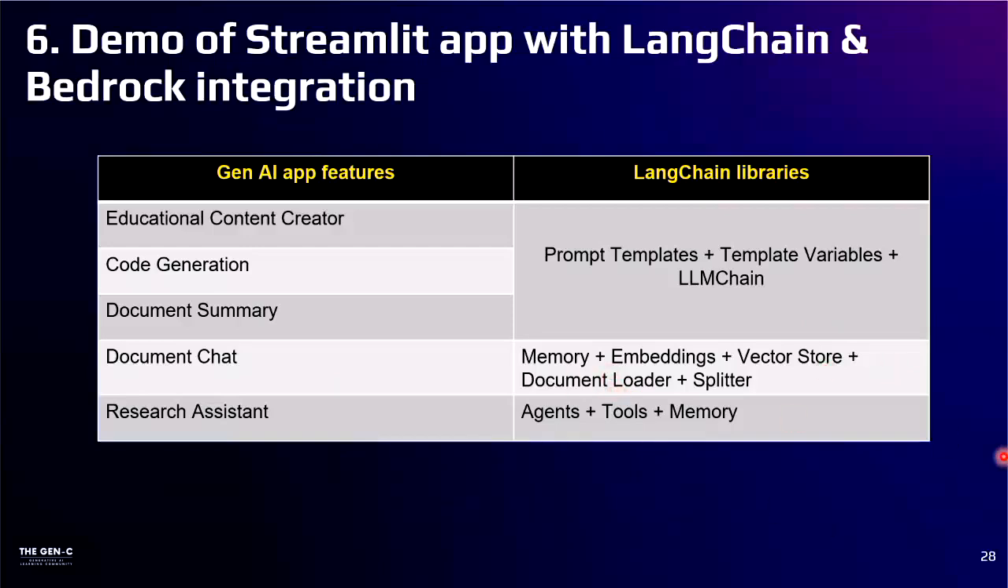A document loader is a class that extracts and loads content from various file formats and sources into a standardized format that LangChain can work with. And for splitters, they break large documents into smaller chunks that fit within the context window. Then for the research assistant feature, I use agents, tools, and memory.